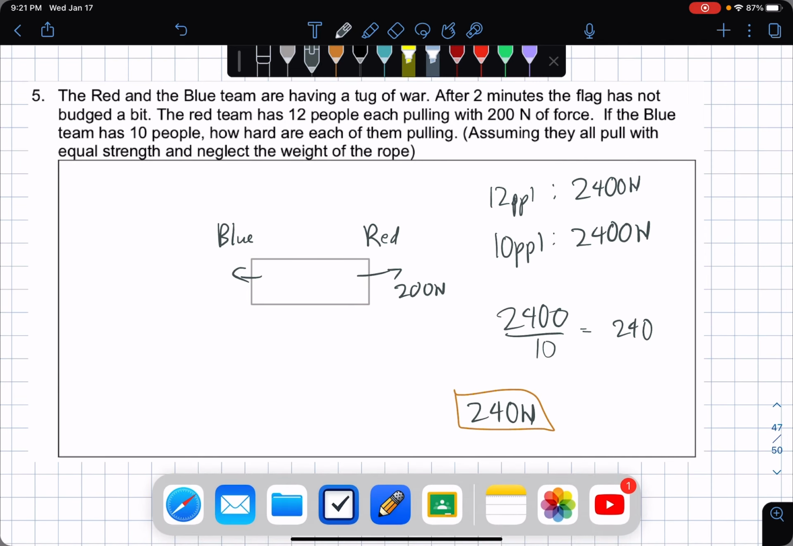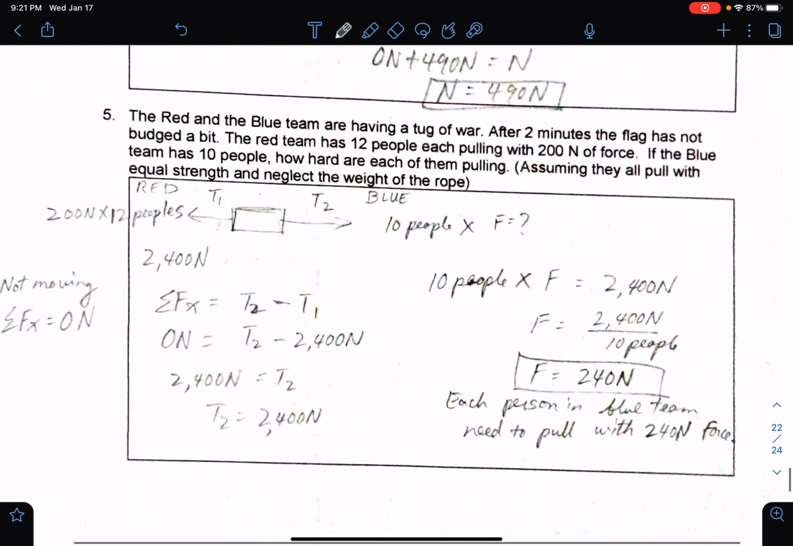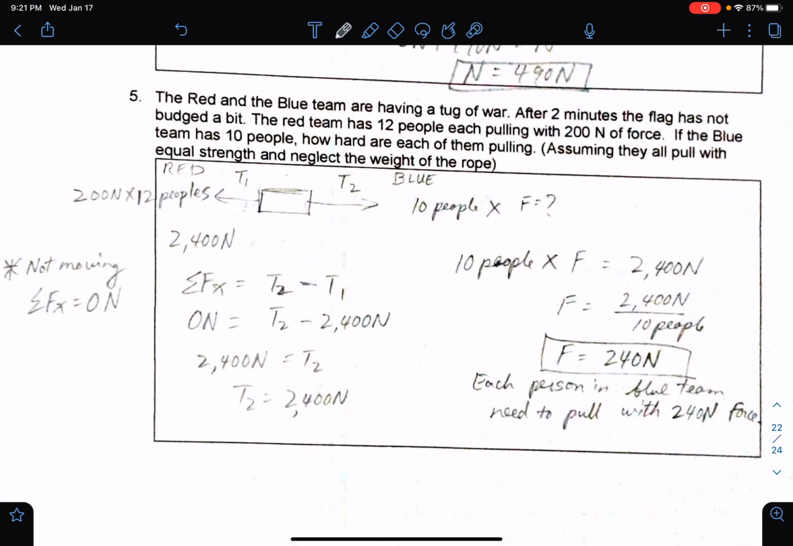So in order to compensate, equal strength and neglect the weight of the rope. Okay, so we neglect the weight. We don't write it in the free body diagram. The force is 240 newtons, so we got it.